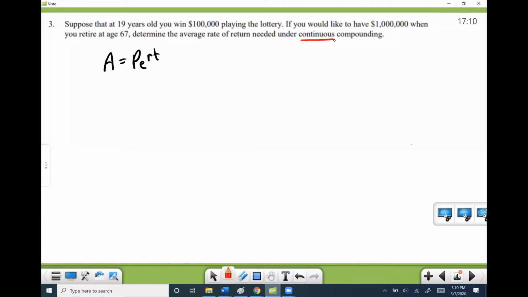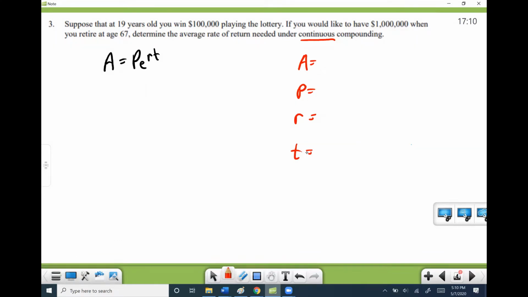All right. Suppose that at 19 years old, you win $100,000 playing the lottery. You would like to have $1 million when you retire at age 67. Determine the average rate of return under continuous compounding. So we have all these variables, right? And we want to see if we know some of them.